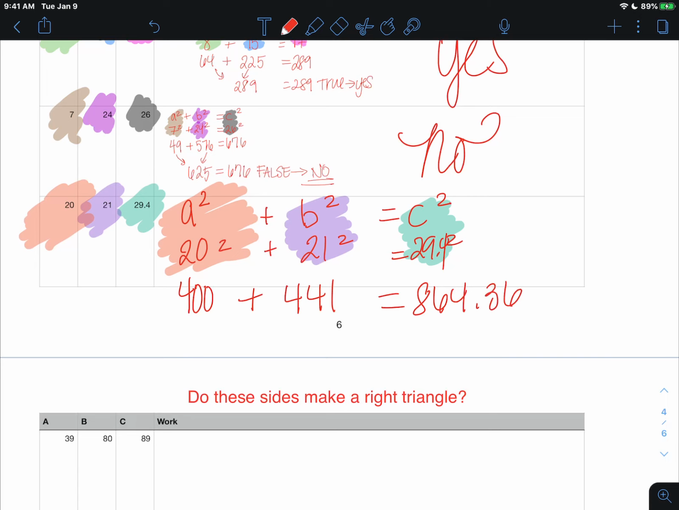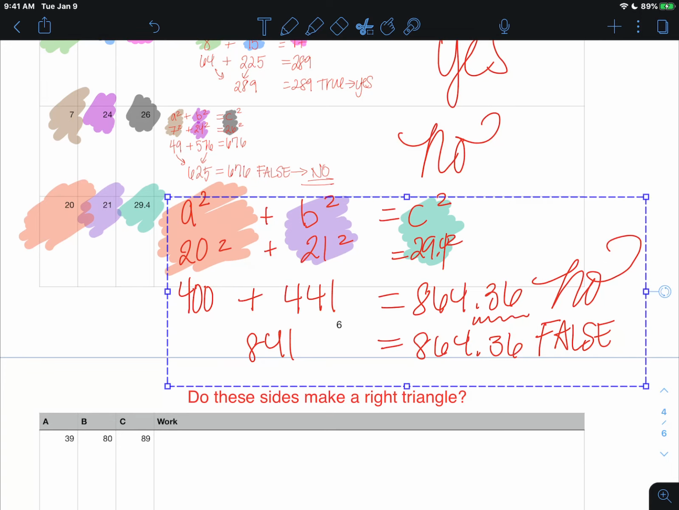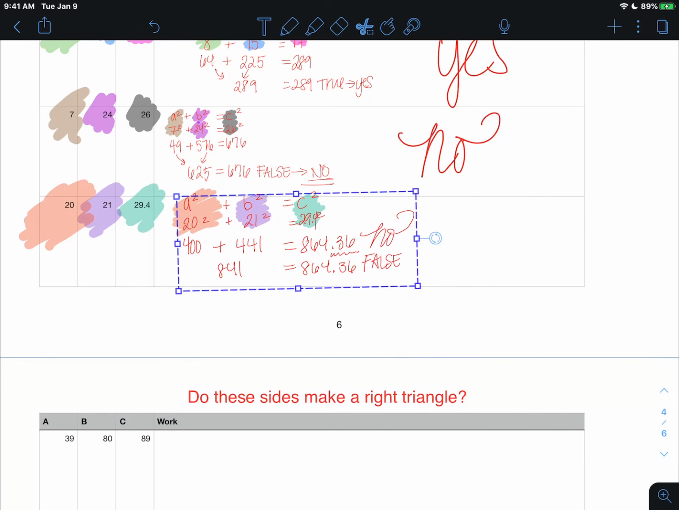864.36. I can already tell just because of the decimal that this is most certainly not going to be it. But let's go ahead and add it. 841, 864.36. This is false, so it's a no. So this is most certainly not a right triangle.